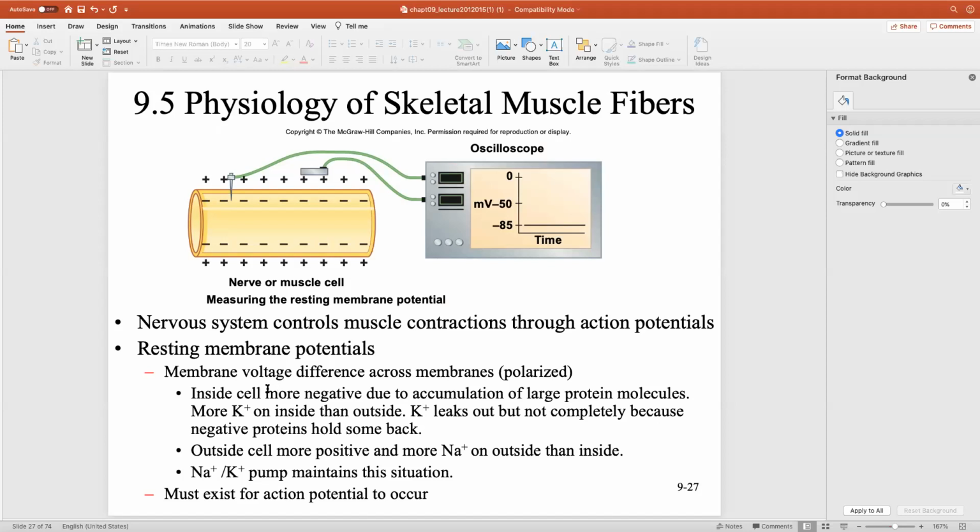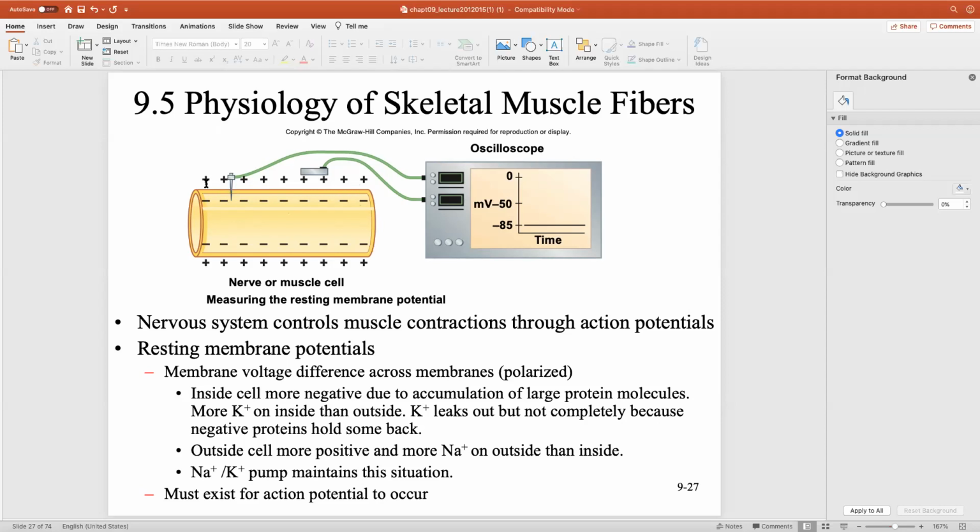So let's talk about skeletal muscle physiology and how it compares to a neuron. Right? It's very similar. Now, in the skeletal muscle cell, on the very inside of the plasma membrane, not throughout the whole cell, but on the inner lining of the plasma membrane, it's slightly less, right? It has a slightly negative charge compared to the outside.